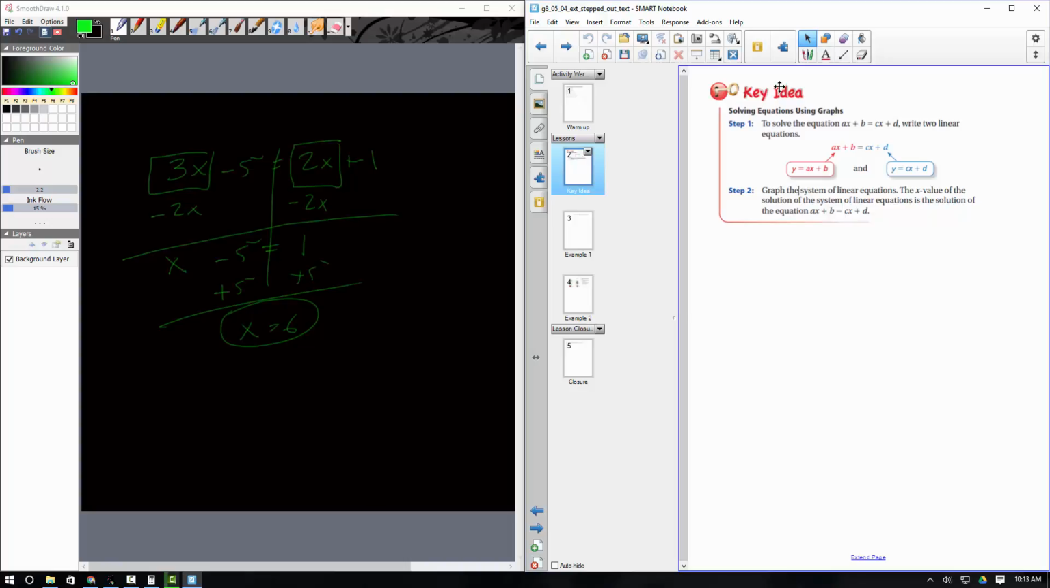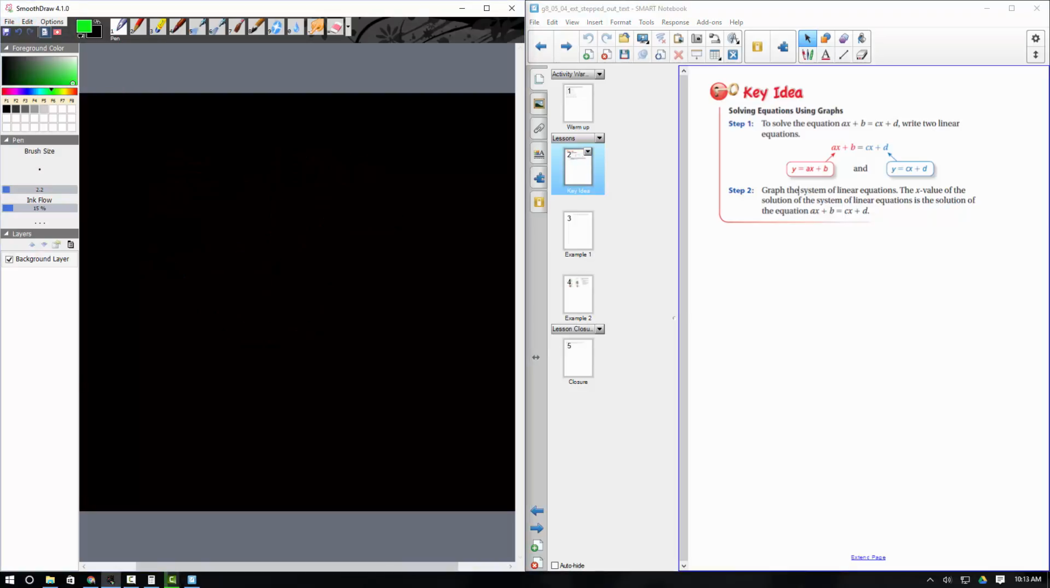So now what we're going to do is solve equations using graphs. And it says to solve equations ax plus b equals cx plus d, write two linear equations. Well, in both cases, if you look at them, this is basically saying 3x plus 5 and 4x plus 2. We've always seen these as y equals mx plus b, right? So put a y equals before both of them.